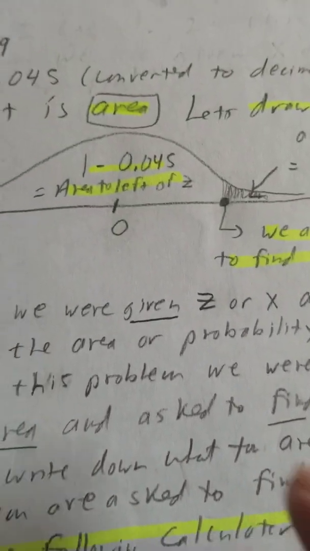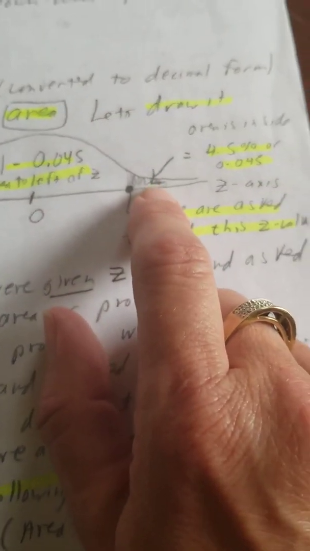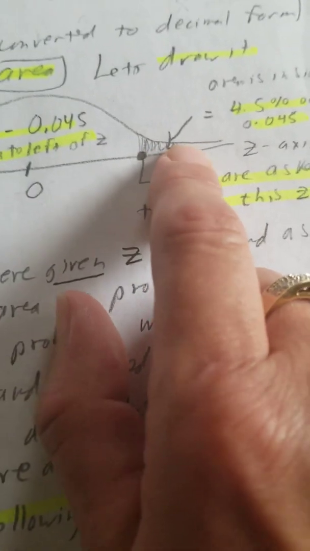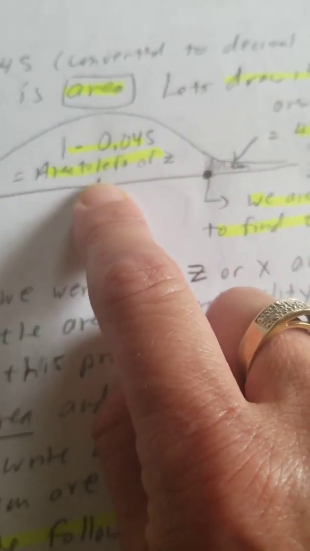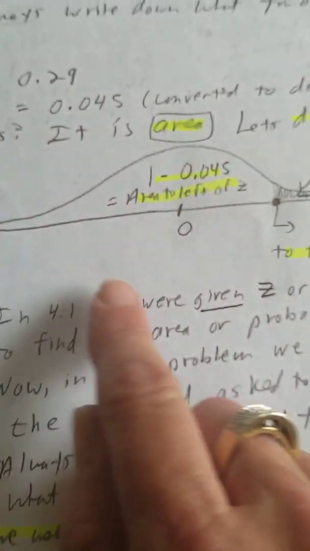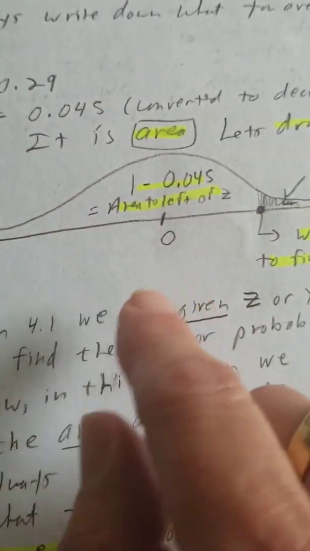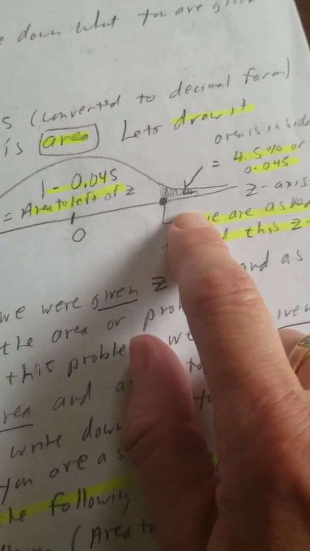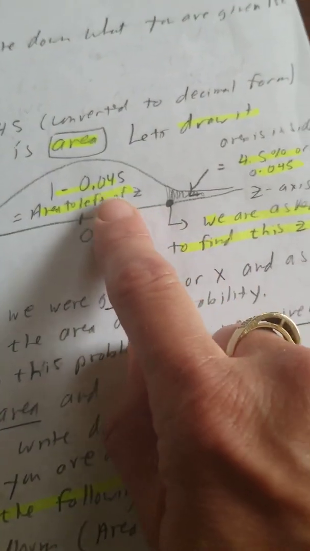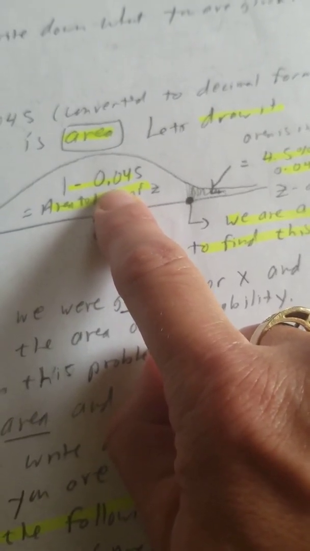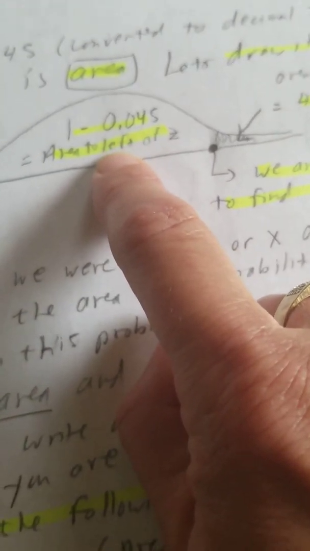Because looking back in my picture, they gave us upper area was 4.5%. So this area is 0.045. That's the area to the right. The calculator wants area to the left. Key point, this whole curve has an area of 1 or 100%. Hopefully everybody remembers that. That's a key point we cannot forget. So if the area to the right is 0.045, the area to the left is its complement, 1 minus 0.045. That's what we put in our calculator, the area to the left.